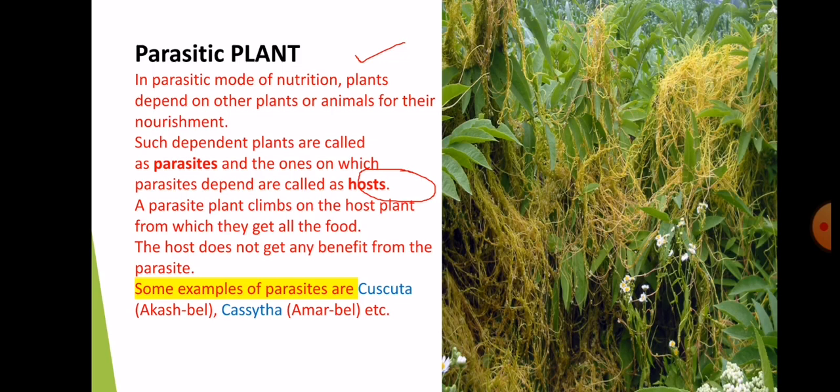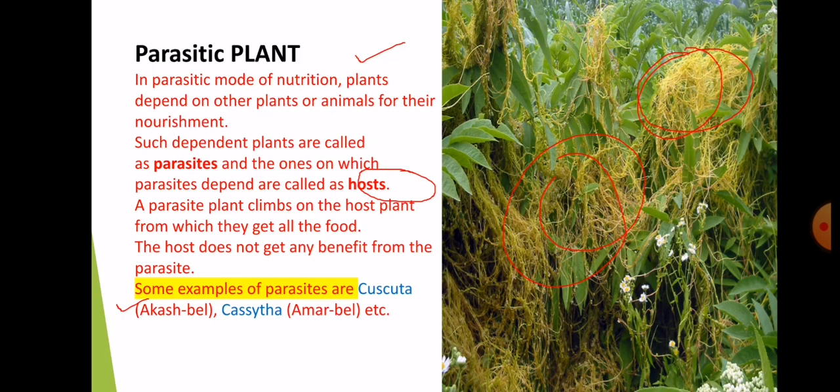For example, you can see here cuscuta. In this type of nutrition, the host does not get any benefit from the parasite. Only the parasite gets the food from the host, but the host will not get anything at all. The examples are cuscuta and casidia. Cuscuta, you can see in the picture the yellow part, is growing over the green plants.